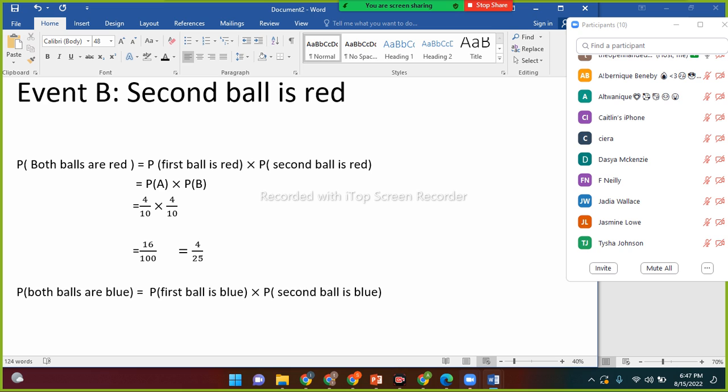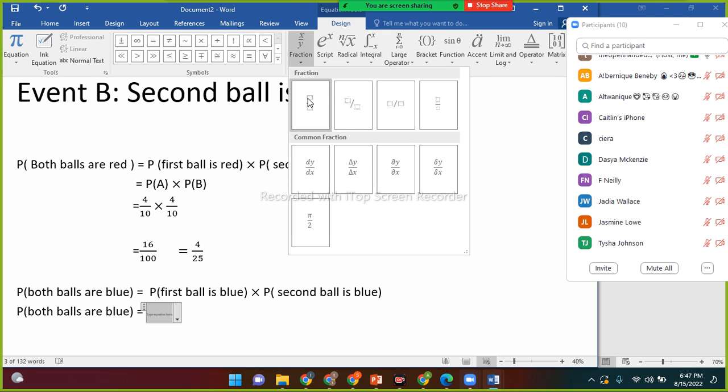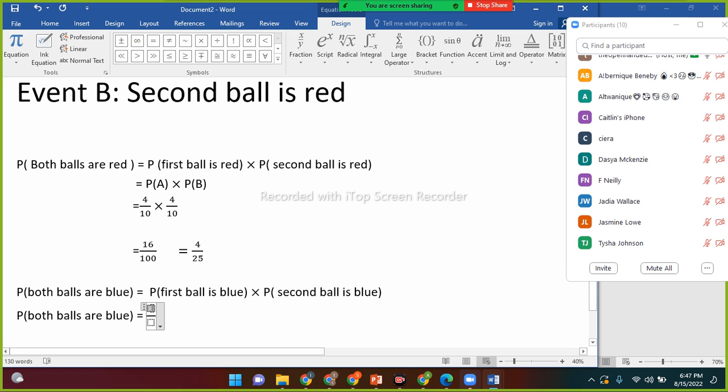Good, so what's the probability that the first ball is blue? Jasmine, are you here? Alright, I guess we could try Albernique. What's the probability that the first ball is blue? 6 out of 10. Why 6 out of 10?